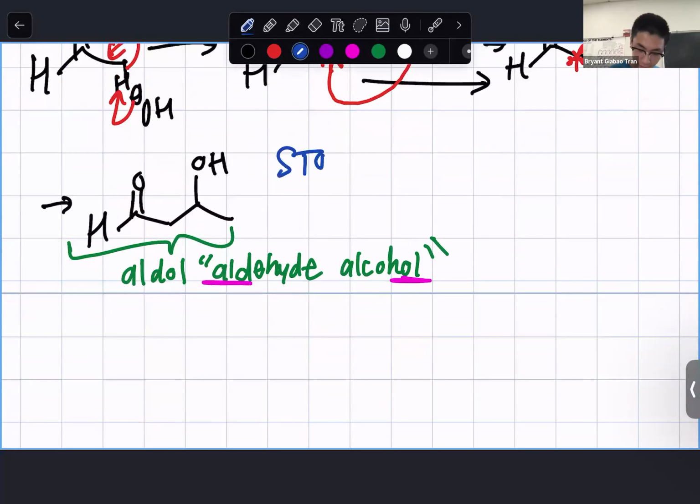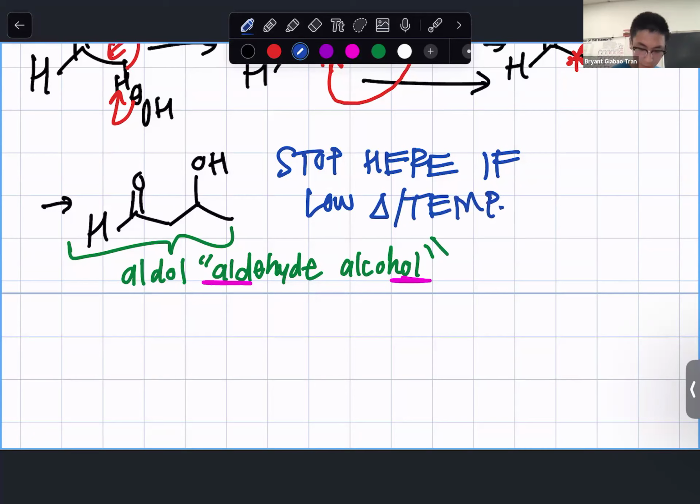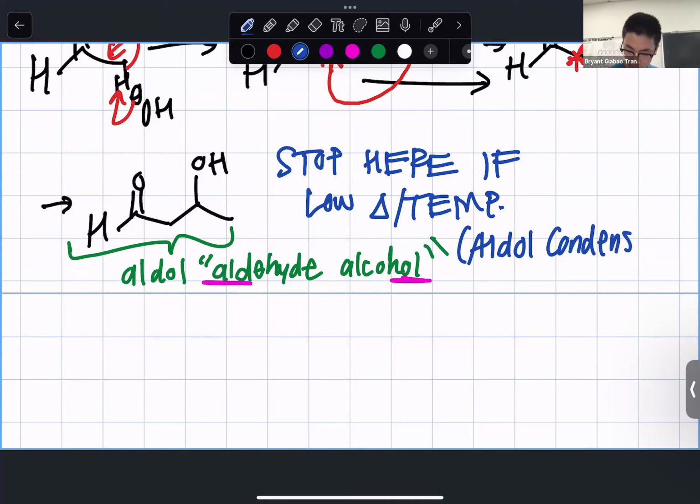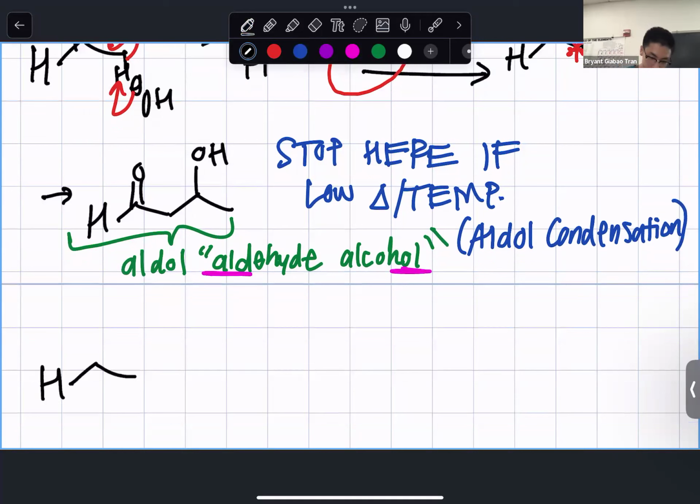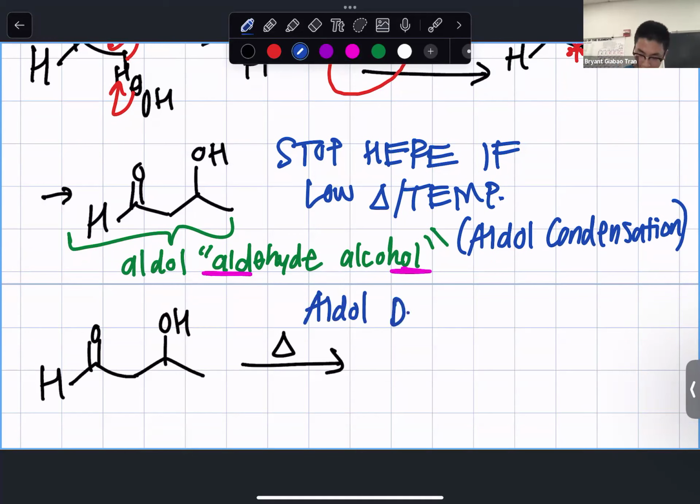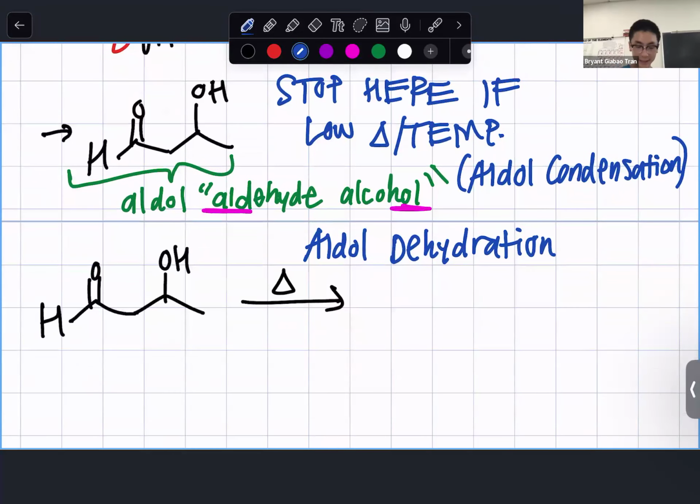You would stop here if you are in low temperature, because this reaction that we just did is aldol condensation. If, let's say, you are in heat, high temperature, you are going to do aldol dehydration, like that. So let's say we are in high temperature, high heat.